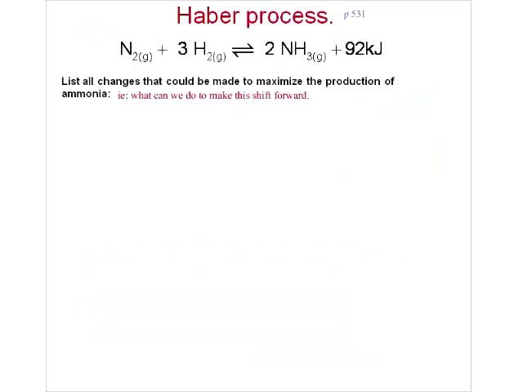Okay, here's a typical question that you normally would see, something like this. As a written question, it's saying, here's a chemical system at equilibrium. What could we do to maximize the production of ammonia? In other words, what can we do to make this equilibrium system shift forward?